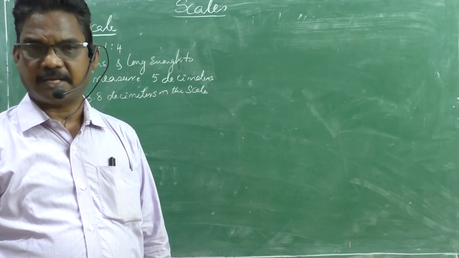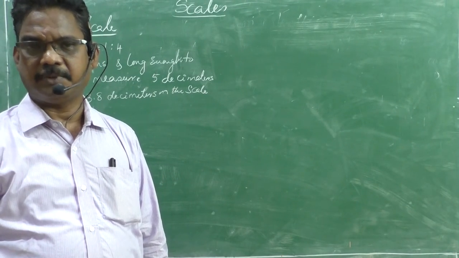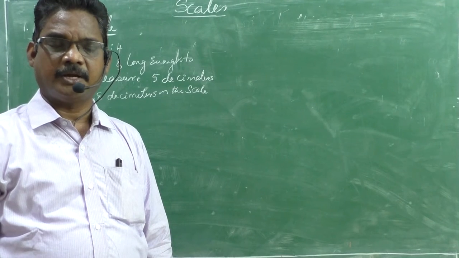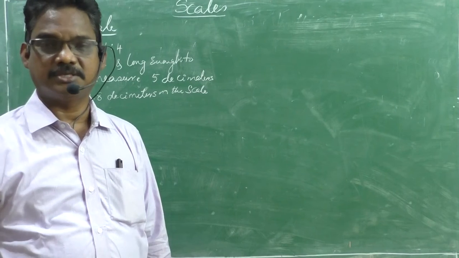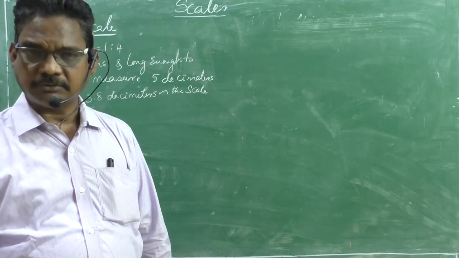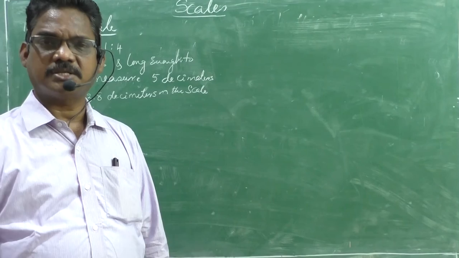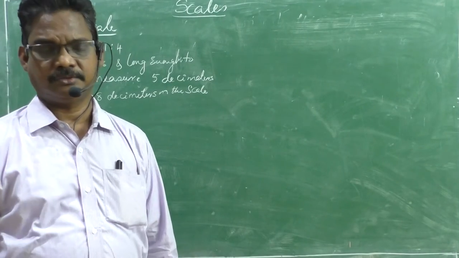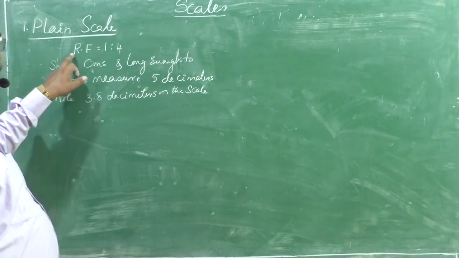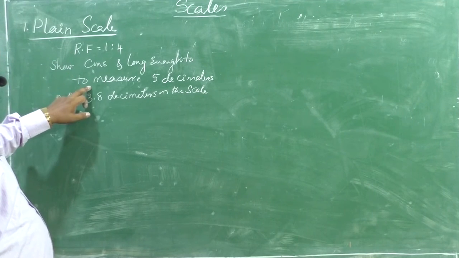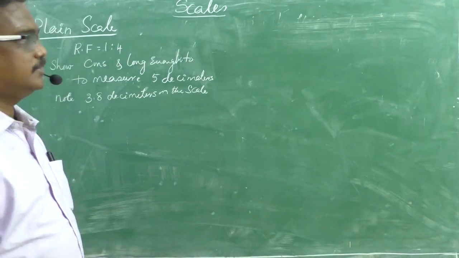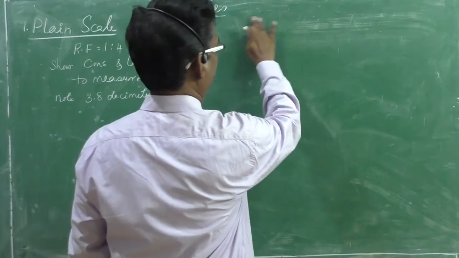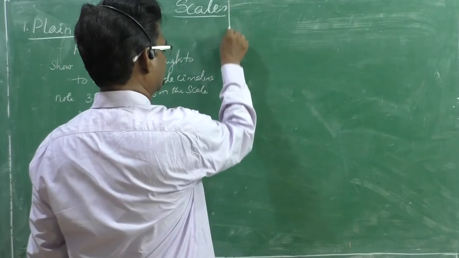Okay, it is a graphical method. Whatever scale we require, it is already constructed there by considering the maximum length in the drawing. After that, the respective scale is directly used in the drawing. Here see, RF is given and maximum length is given. First, what is the length of the scale we require to draw on the drawing sheet? That we need to calculate.